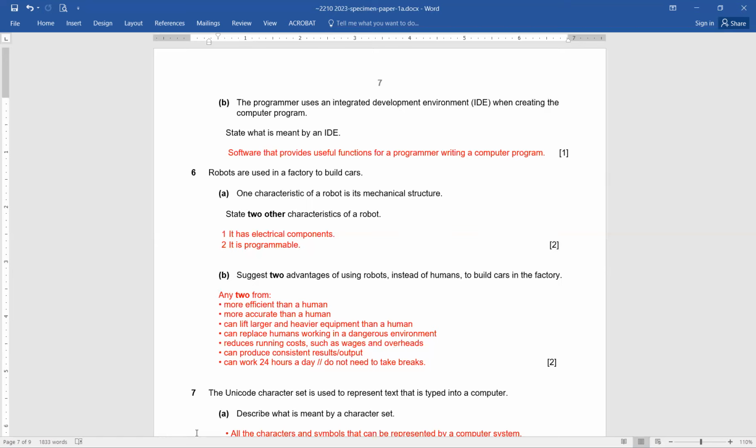Can produce consistent results or output, can work 24/7, and they do not need breaks at all. They can continue to function without complaining, without asking for a break, and that is the biggest advantage of using robots. By the way, is there any disadvantage of using robots?